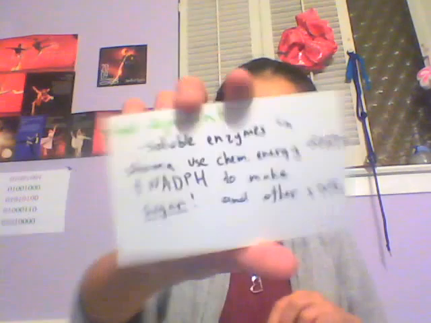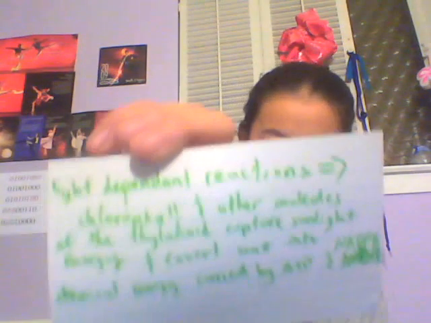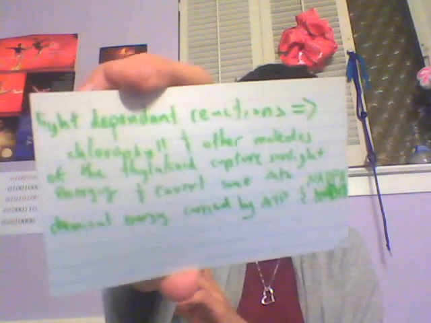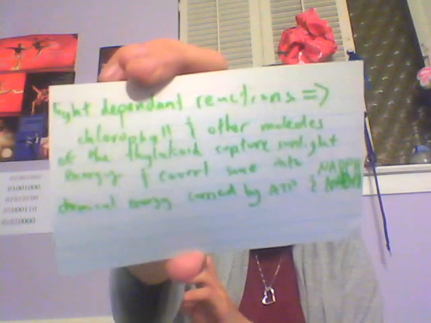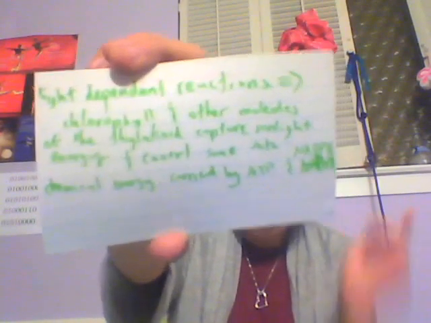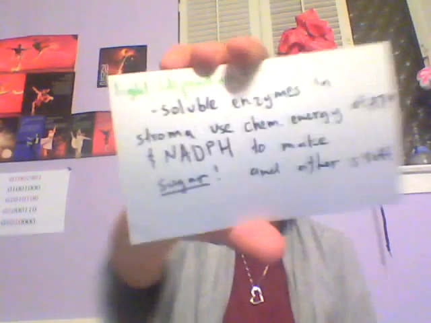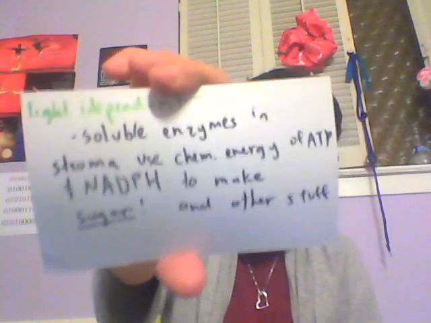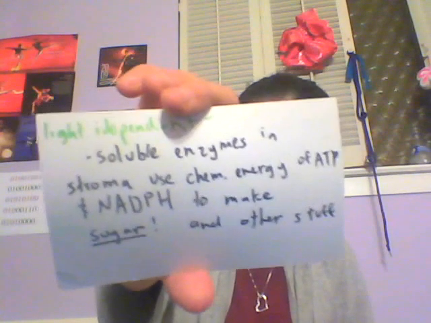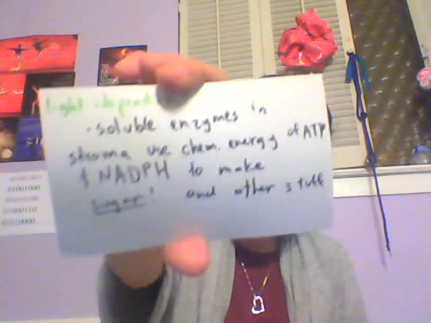Oh, so the light-dependent reactions, it's chlorophyll and other molecules of the thylakoid to capture the light, and they convert it into chemical energy that is carried by ATP and NADPH. And then the light-independent reactions, which I smartly wrote in black after I figured out it was dark reactions. So then soluble enzymes in the stroma use the chemical energy of the ATP and NADPH to make sugar and other good stuff that the plant needs.